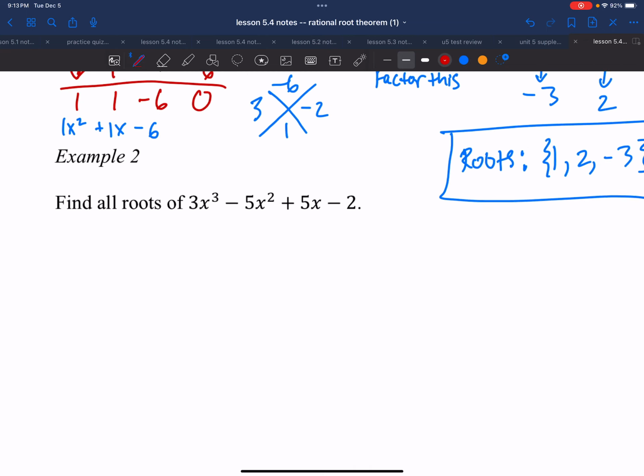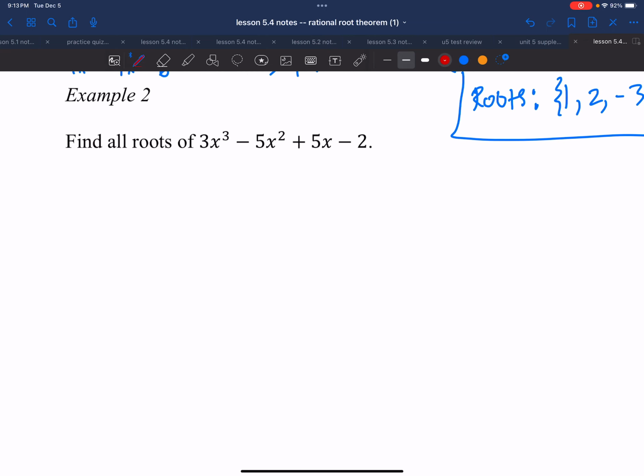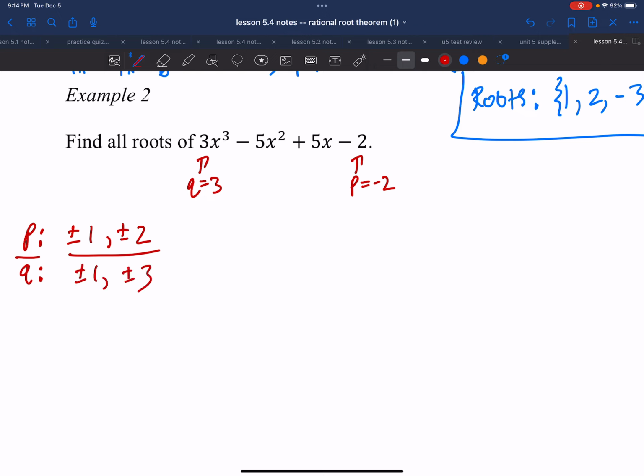So I'll do example 2 here. It says, find all roots of this. So this last term, remember, that's going to be p, so that's negative 2. And this first term is going to be q, that's 3. So factors of p include plus or minus 1 and plus or minus 2. And I'm going to look at the ratio of p over q. If q is 3, then the factors of 3 are 1 and 3.